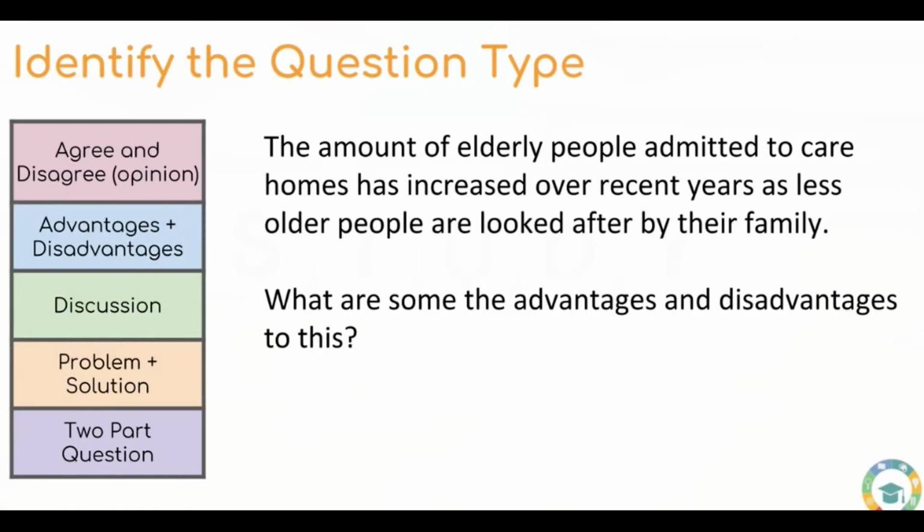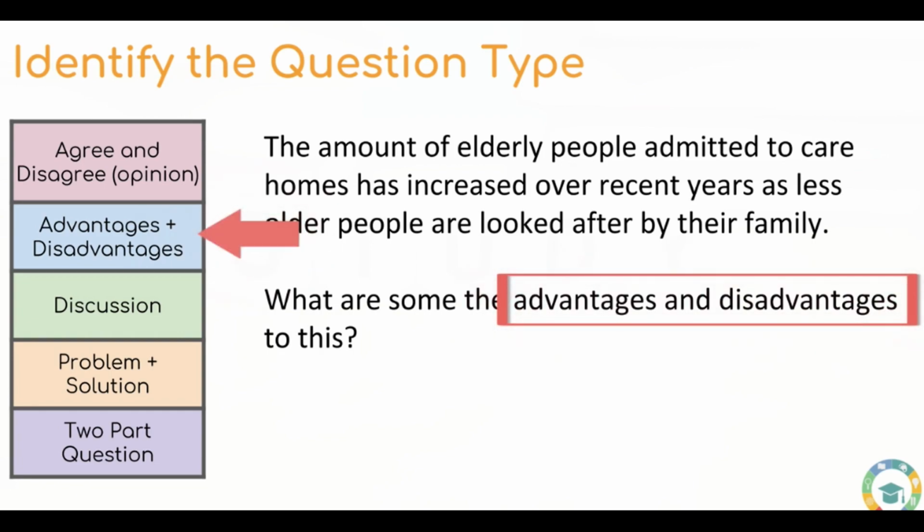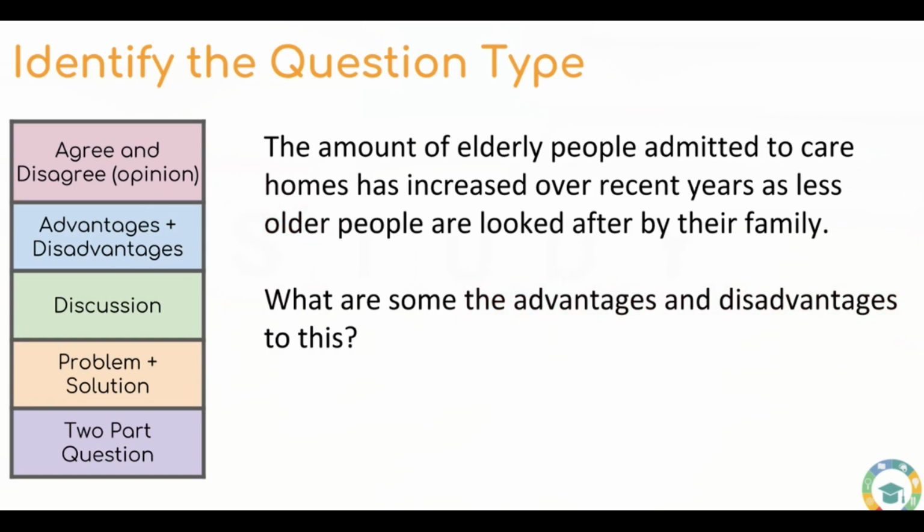The amount of elderly people admitted to care homes has increased over recent years as less older people are looked after by their family. What are some of the advantages and disadvantages to this? As I'm sure you've quickly worked out, this is an advantages and disadvantages type question. You don't need, unless asked, to give your opinion for this question type.